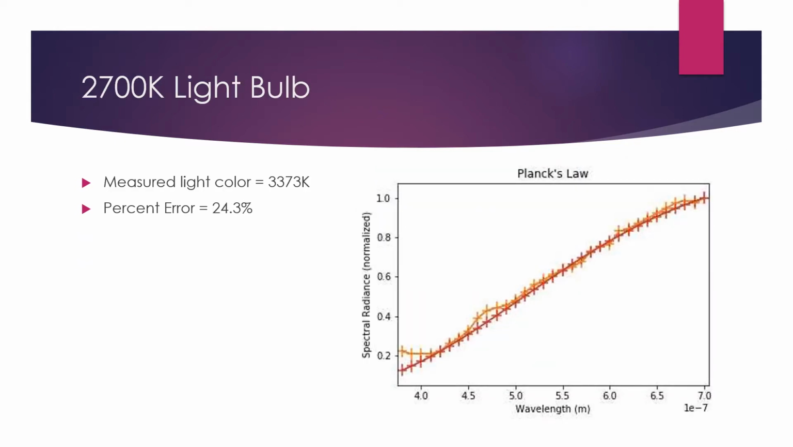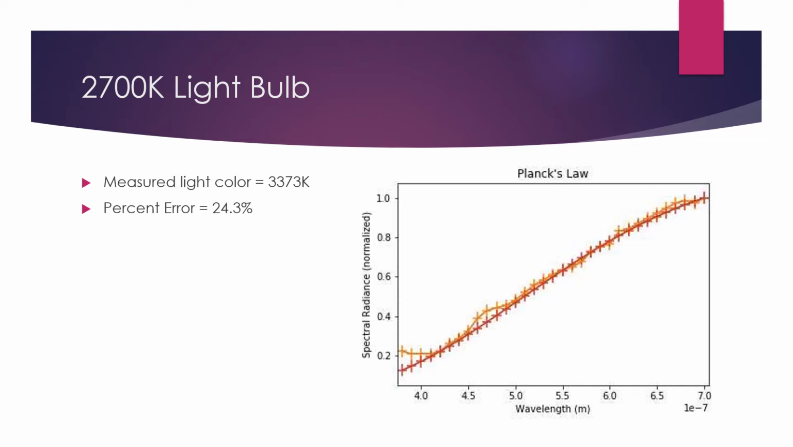Python was used to analyze the data and to determine whether or not the measured light colors matched that of the advertised. The data was plotted as measured wavelength versus measured spectral radiance. Error bars were used to account for the uncertainty. Planck's law was used to model a curve-fit function for each LED. From this analysis, we were able to determine the measured light color.